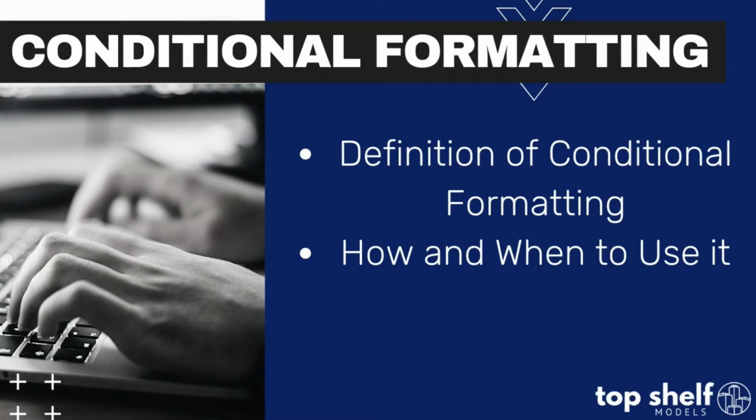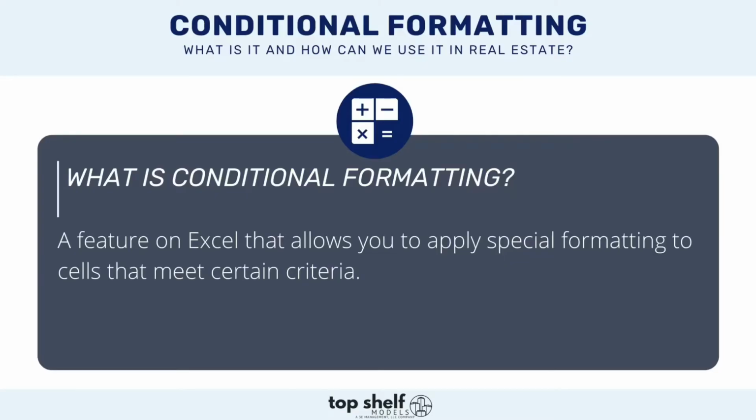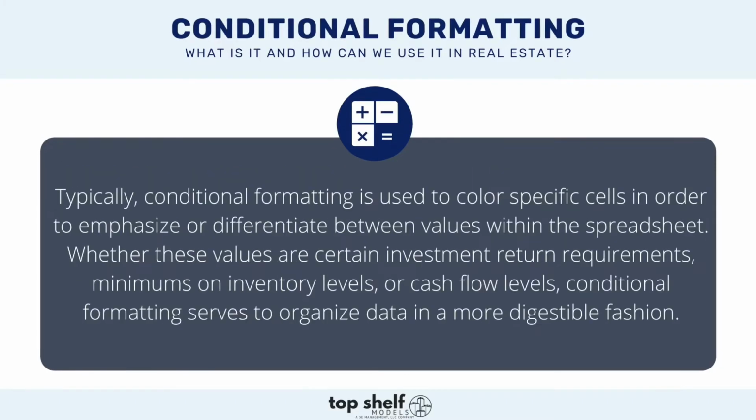So before we dive in, just a quick high-level overview on what exactly conditional formatting is. Conditional formatting is a feature within Excel that allows you to apply specific formatting to cells that meet specific criteria. Usually, we use conditional formatting to call attention to certain cells and emphasize their values or results. So whether these values are investment returns that are above or below a certain threshold, like in a waterfall distribution calculation, or inventory values below minimum levels, conditional formatting can help organize large data sets into a more comprehensible format.